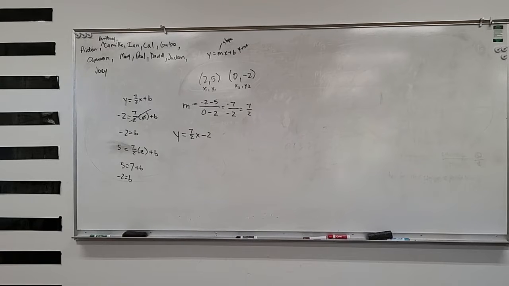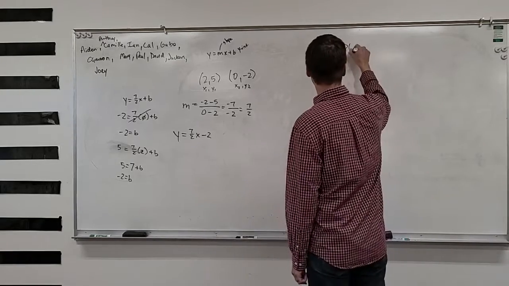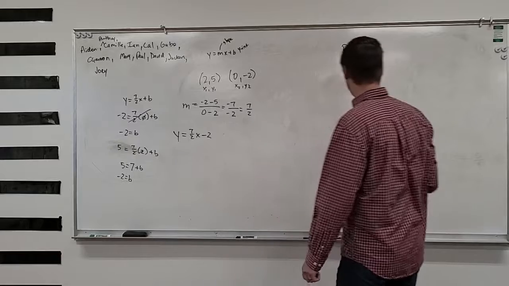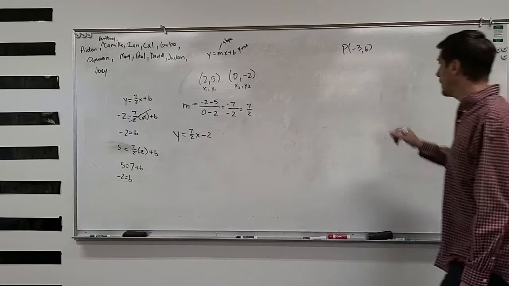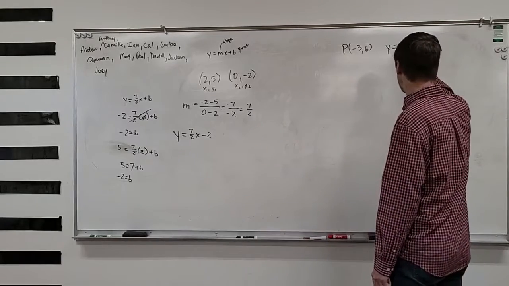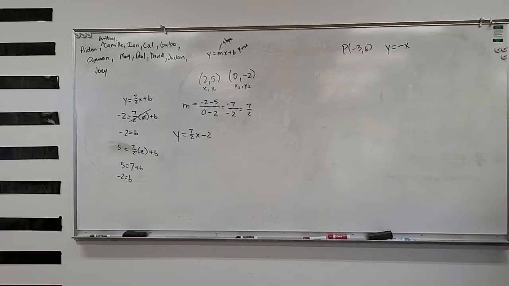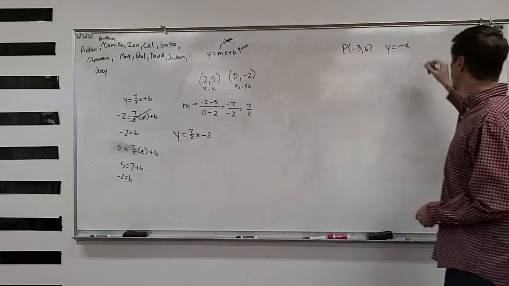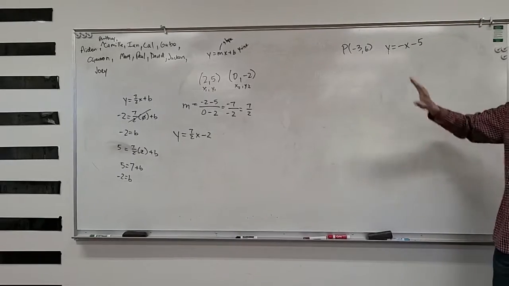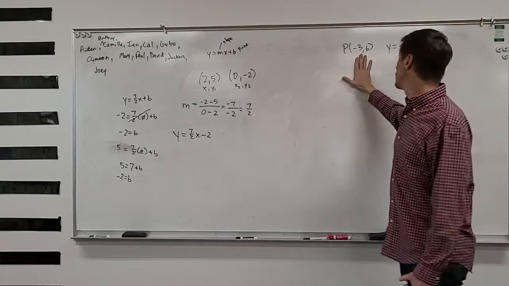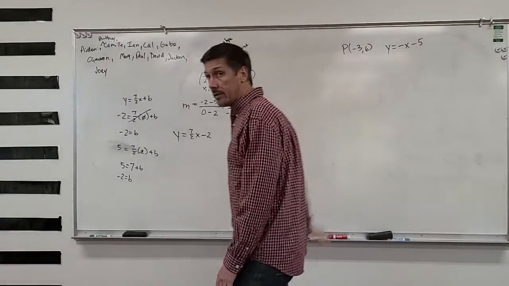It says, write an equation of the line that passes through the point P, and the point P is -3, 6, all right? It passes through point P and is parallel to the line with the given equation. And the equation that they give us is y equals -x minus 5. All right, so we've got to find the equation of a line that passes through this point and is parallel to this line. All right?